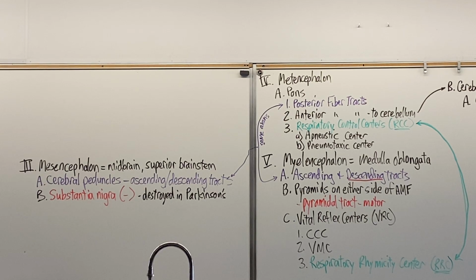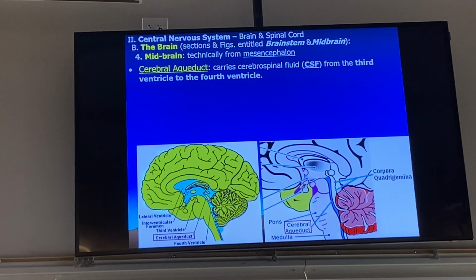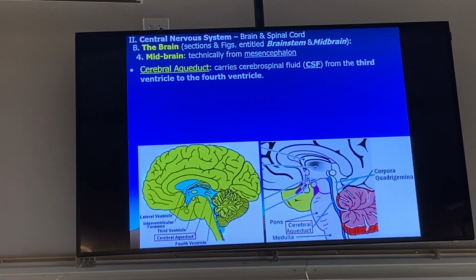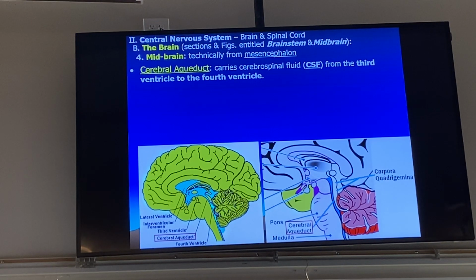And when you cut open the midbrain, the substantia nigra is gray to black. I mean, that's basically what the name means: black substance. You also have the cerebral aqueduct. This is also called the mesencephalic aqueduct because it's going through the midbrain. This is the remnant of the hollow neural tube in the mesencephalon.